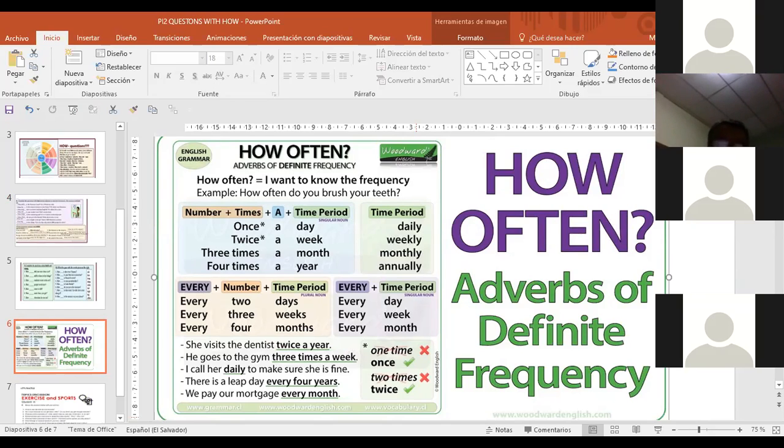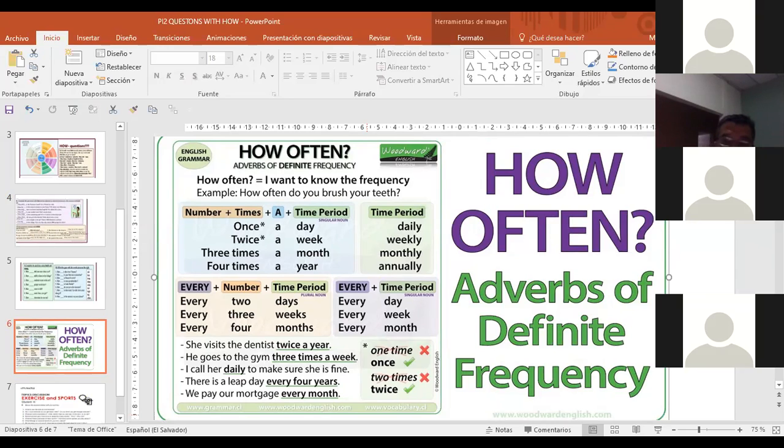So the exception for this is once, twice, that I already explained: you don't say one time and you don't say two times. You say once or twice, okay? After twice, from three on, you say three times, four times, five times, and so on. If you are talking about a period, you say daily, weekly, monthly, or annual.